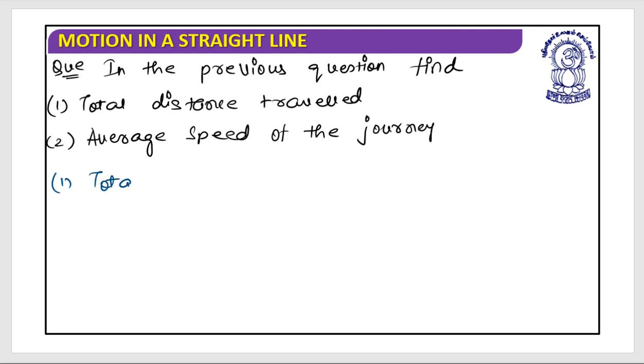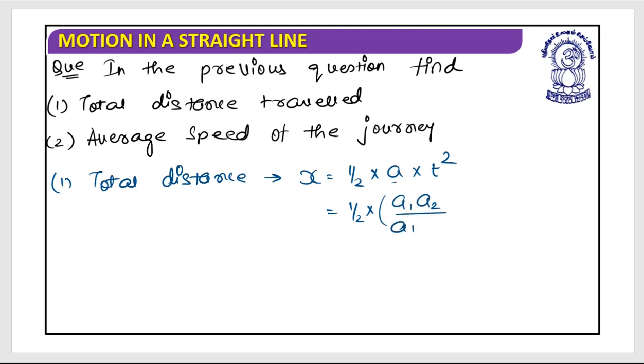It's the total distance. So total distance x can be calculated as half into a into t square, but you are going to write a differently. It's half multiplied by a1 into a2 divided by a1 plus a2, multiplied by t square. Now this is 1 by 2 multiplied by a1, which is 5, multiplied by a2, which is 8, divided by 5 plus 8, which is 13, multiplied by 6.5 into 6.5.